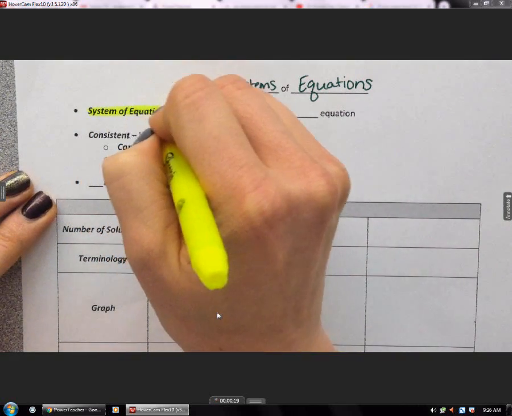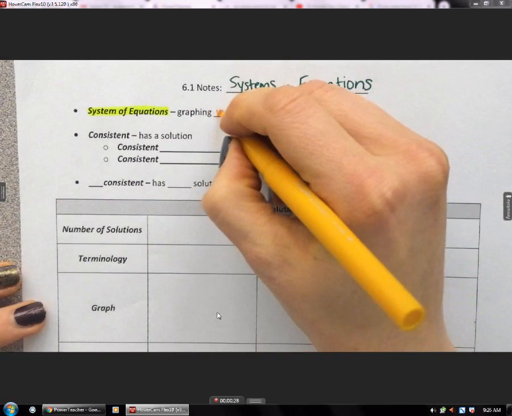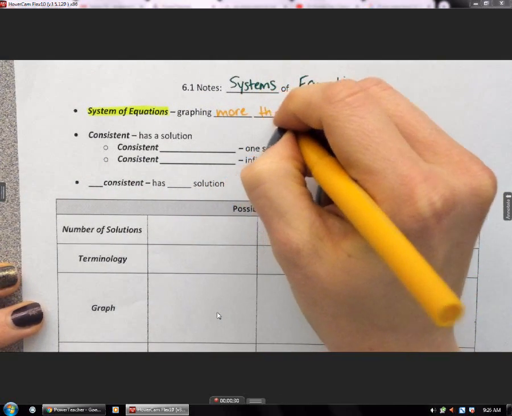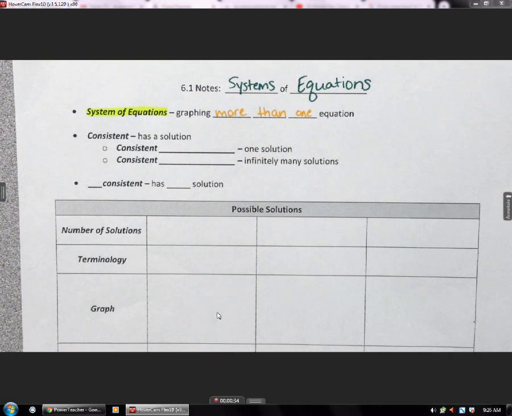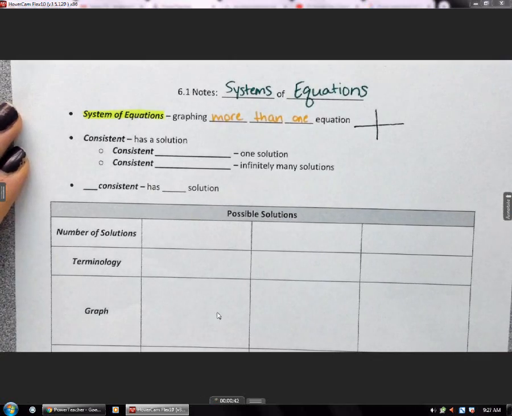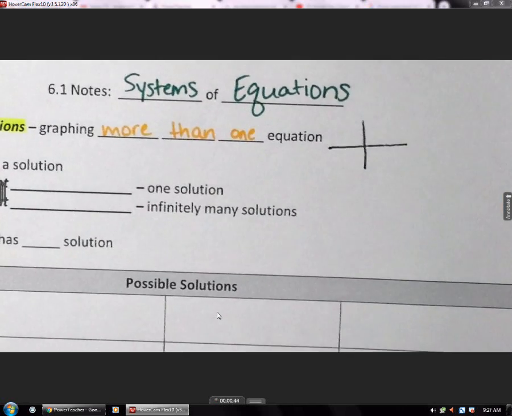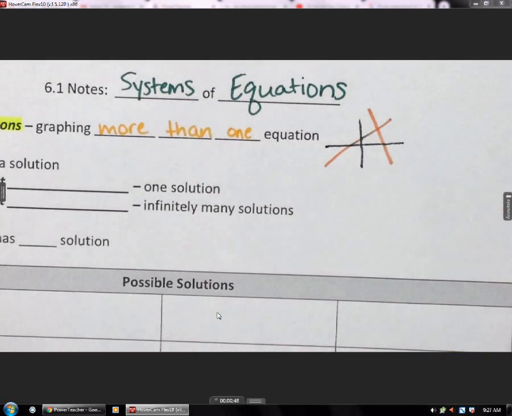Here's some vocab terms. A system of equations is when you are graphing more than one equation on the same graph. So this right here is my graph. A system has like 2 lines graphed on it.